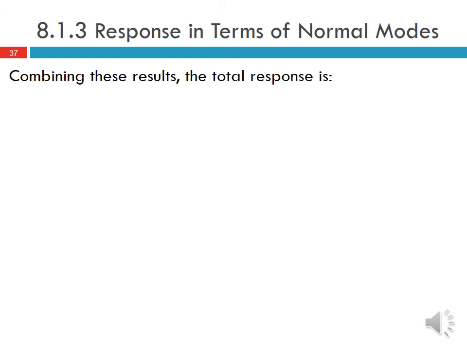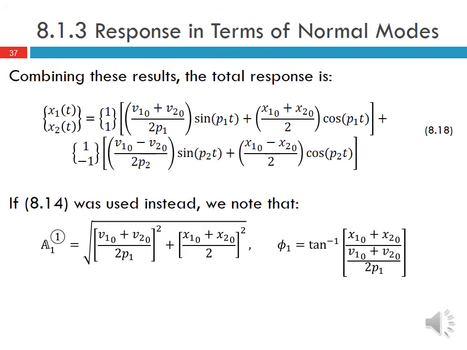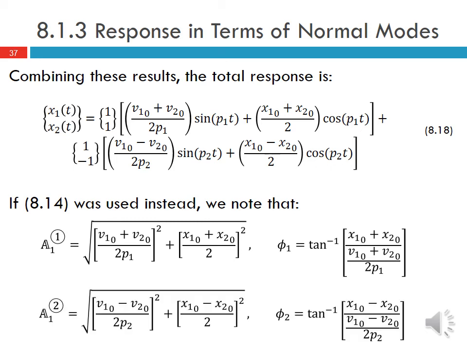So combining these results, the total response is given as this expression here. If we use the form with the amplitude and phase angles instead, we can note what the amplitude and phase angles are for both A11 and A12 and phi 1 and phi 2.